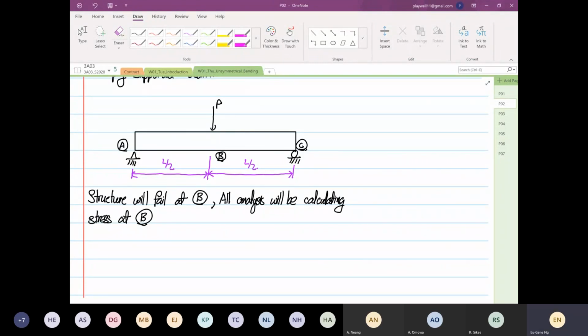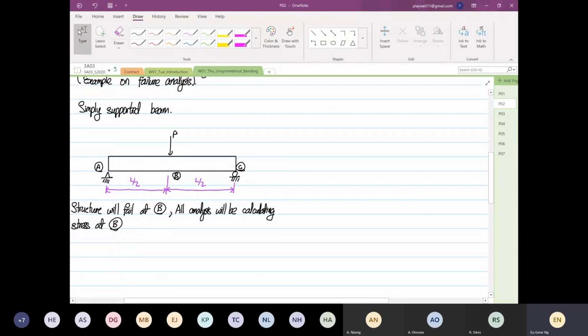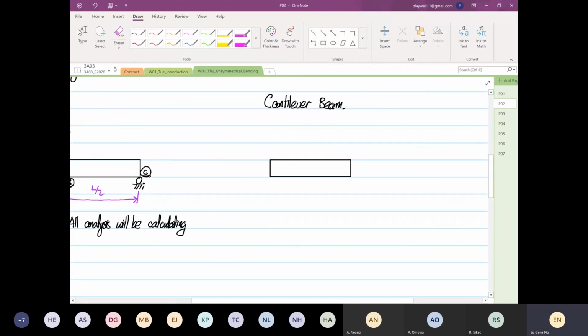So coming back to here, we want to calculate stresses at point B. Now I'm going to draw a cantilever beam. So we know that structure will fail at point B. Then I would like to draw a cantilever beam now. I'm going to construct a cantilever beam. I'm just going to look at half of it. So it's just half of it over here.